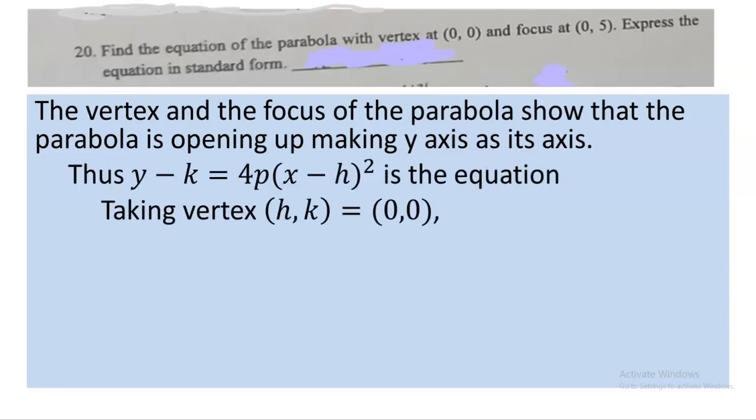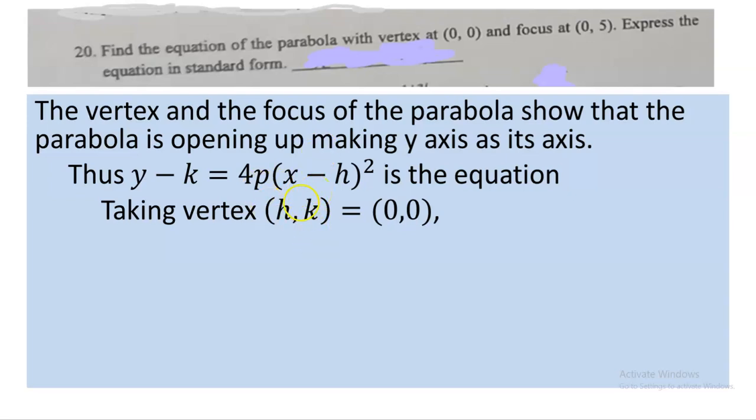So if this is so, the equation is going to be y minus k is equal to 4p into x minus h. The reason why I'm having this is because the parabola is opening up. The parabola is opening up because the focus is, you see, upper compared to the vertex. So I'm using plus here because the focus is above the vertex. And x is squared because the parabola is opening up.